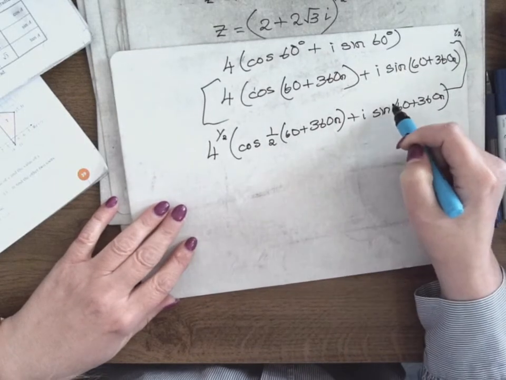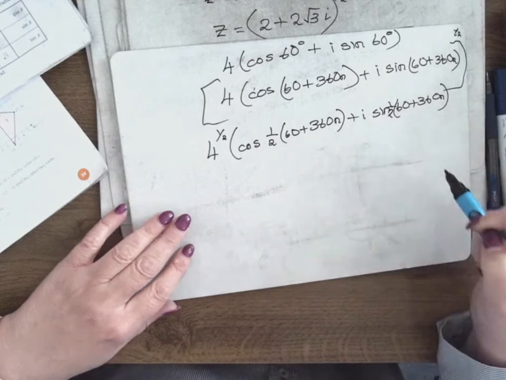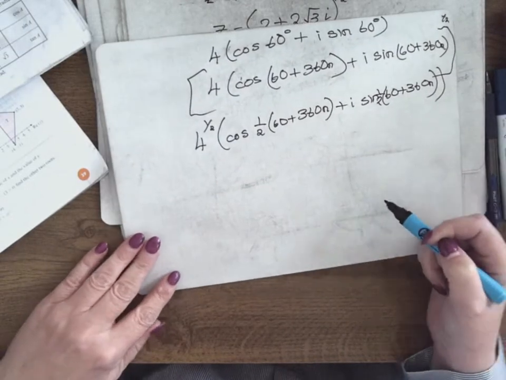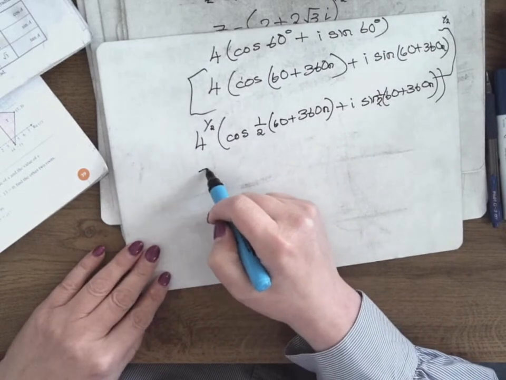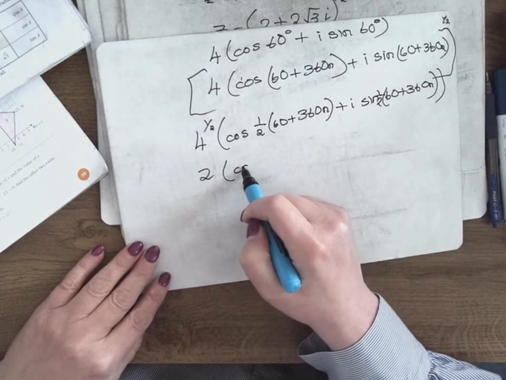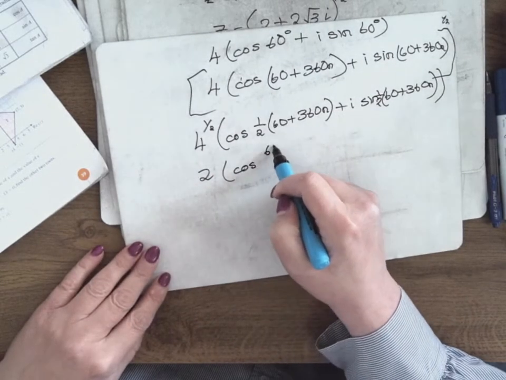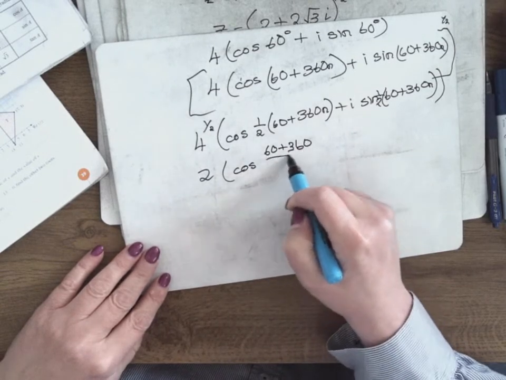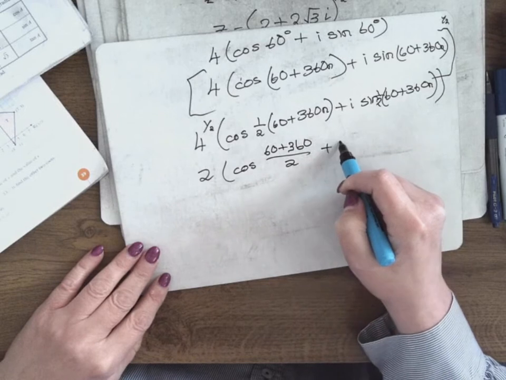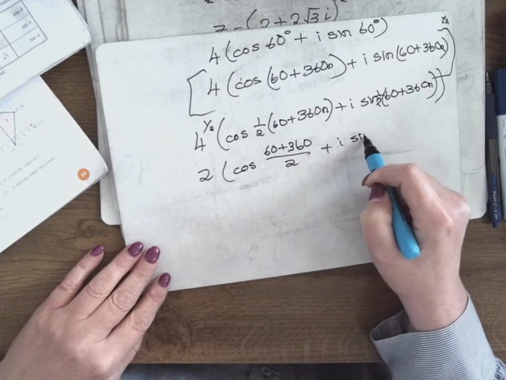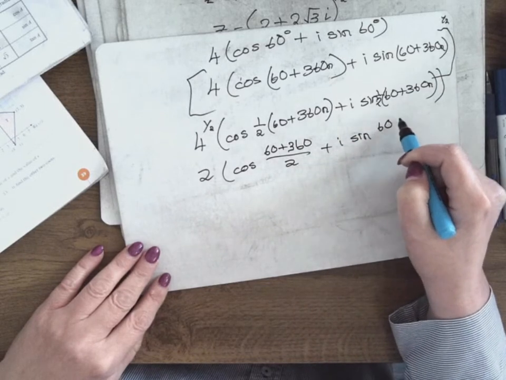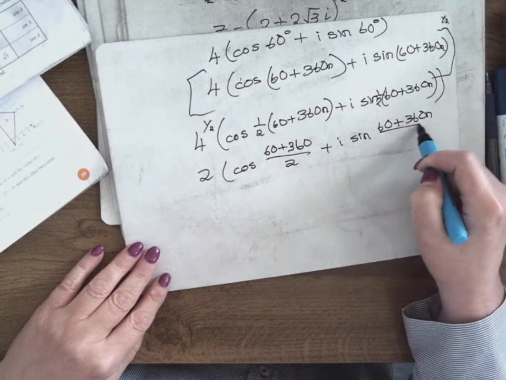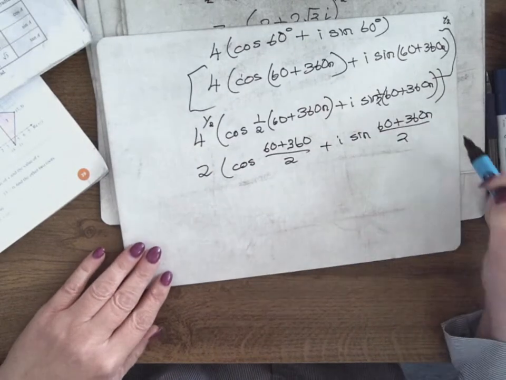Sorry, did I forget to put the half there in front? Is that alright? Are we good with that? So then you can change that modulus to 2, and I might change this to 60 plus 360n over 2. Multiply by half is the same as dividing by 2, plus i sine of 60 plus 360n over 2. Are we okay with that?